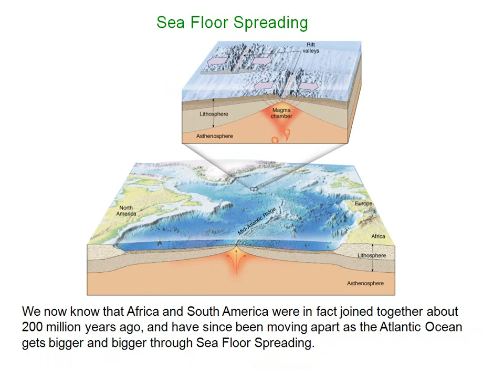We now know that Africa and South America were in fact joined together about 200 million years ago, and have since been moving apart as the Atlantic Ocean gets bigger and bigger through sea floor spreading.